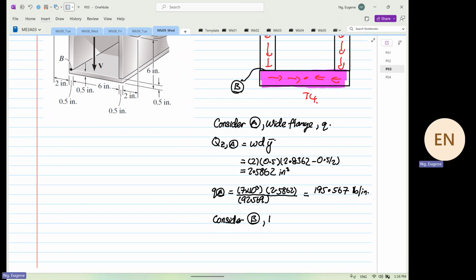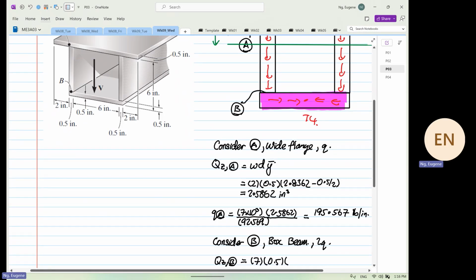Consider B. B is known as the what? Box beam. And now this is equal to what? 2Q. So Qz at point B, the width is equal to 6. The depth, no, 7, because 6 plus 0.5 plus 0.5 is equal to 7. The depth is equal to 0.5. The Y bar is now what?